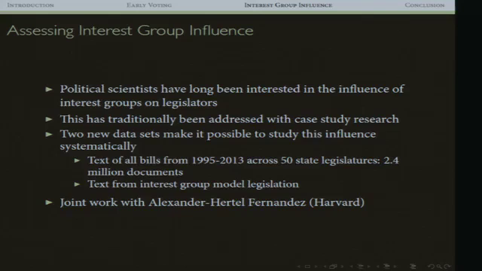I should mention that this is work with Alex Hurdle-Fernandez, who's also at Harvard. So yeah, just giving him credit also for a lot of this.